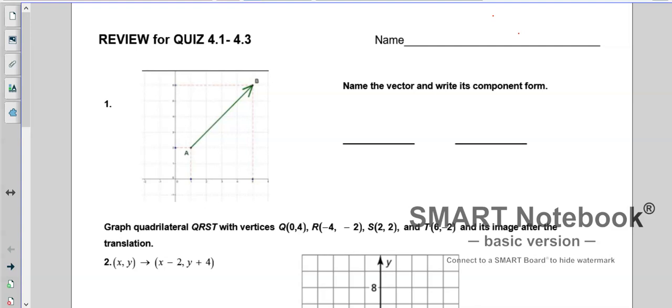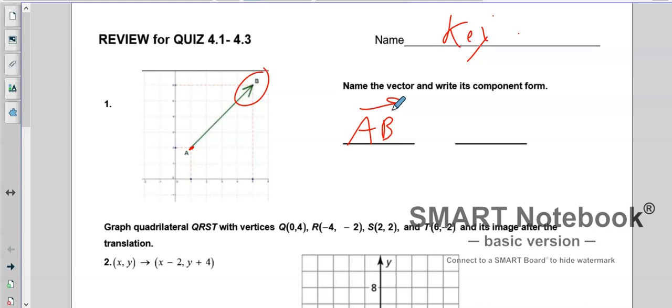All right, here is the review key. So name the vector and its components. Remember, you're always starting with the starting point and going towards the arrow. So this is AB. It's basically you're just naming the ray. But we've talked about before that the direction matters. You cannot call this BA because it's starting at A and shooting towards B.